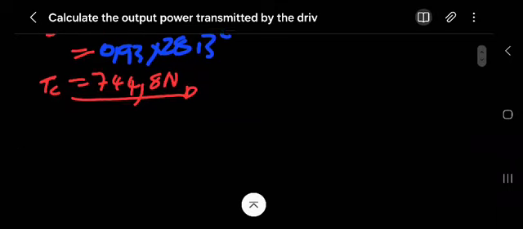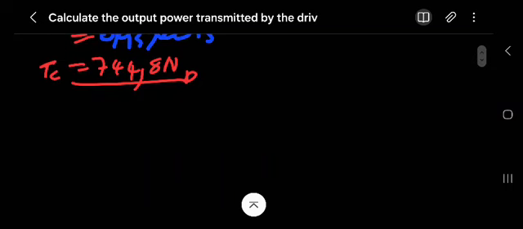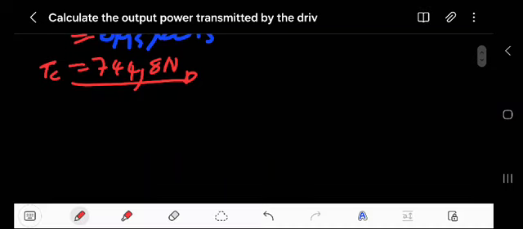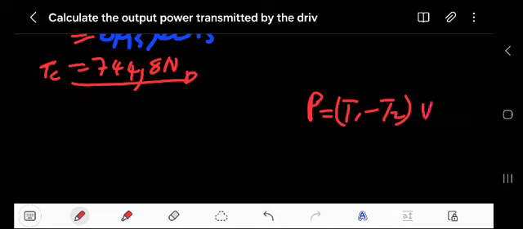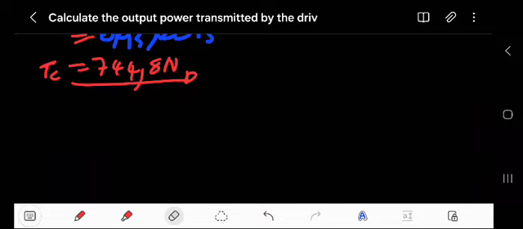So we have TC now, but remember, the basic formula for power is T1 minus T2, which we know, multiplied by velocity. We must have T1 and T2, but now we have centrifugal force. We'll see which formula we'll use, but all I know is the power must always have T1 and T2. So let us try and calculate T1.